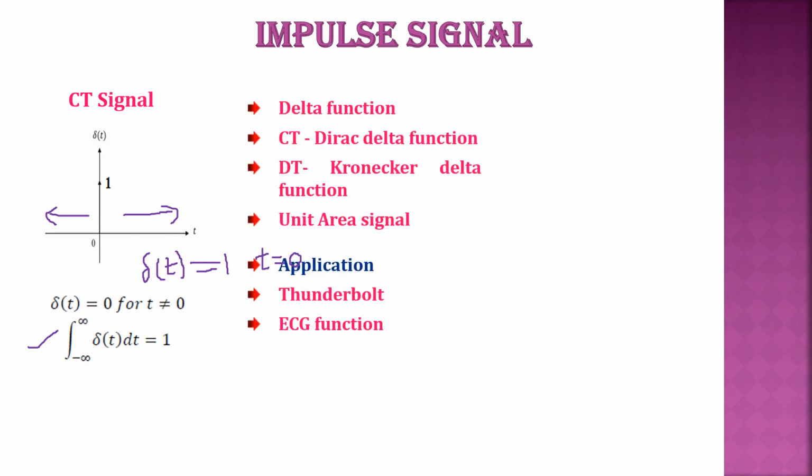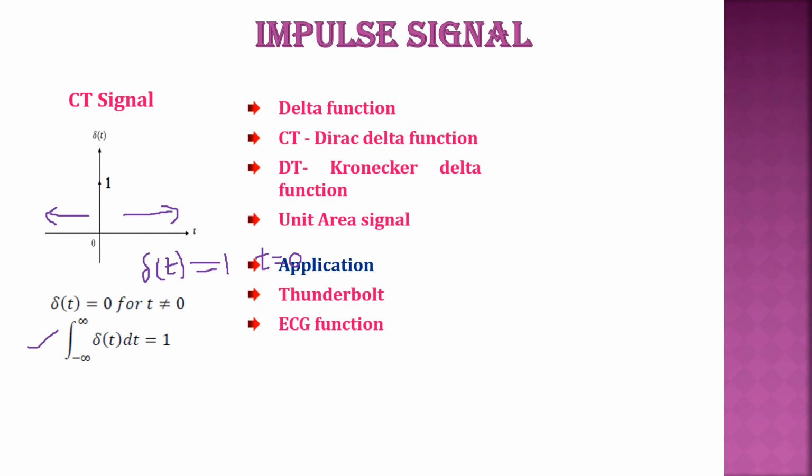And it is called a delta function. It is called the Dirac delta function, or the Kronecker delta function in the case of DT, and it is called a unit area signal. This is what I told you. At t is equal to 0, the area of the amplitude is 1. In all other places it's 0. That is why you have this equation: integral of del of t dt is equal to 1 at this point, that is at t is equal to 0.